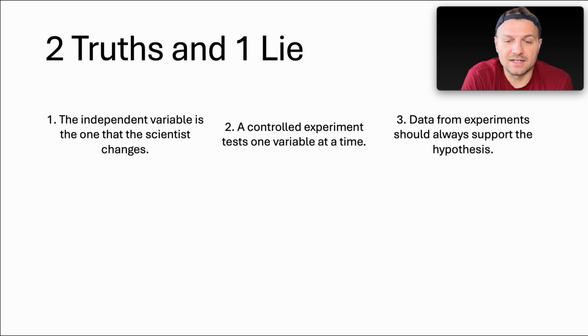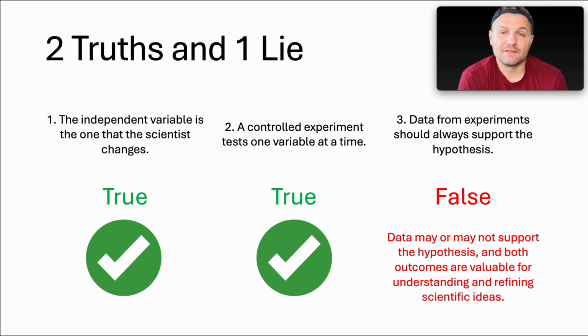Number 1, the independent variable is the one the scientist changes. Number 2, a controlled experiment tests one variable at a time. And number 3, data from experiments should always support the hypothesis. Which one of these statements is incorrect? The first and second statement are correct, while the last one is incorrect.